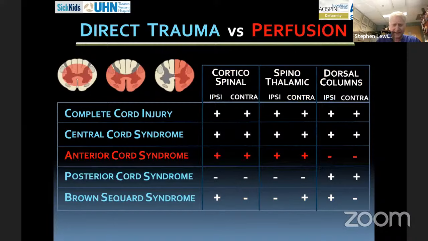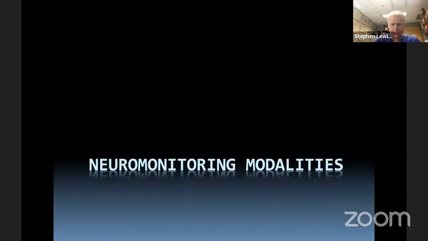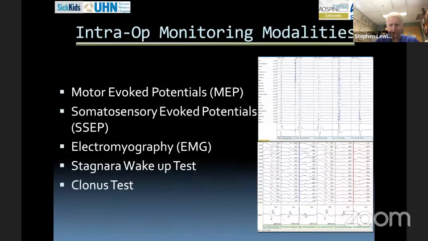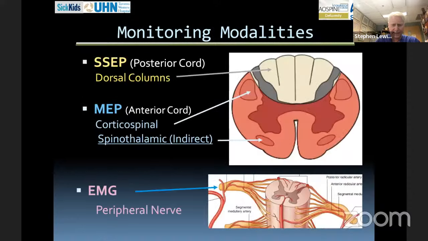So if you break them down into perfusion versus traumatic, the anterior cord is the only perfusion-based injury. The other ones are actually traumatic injuries to the cord. So a different mechanism of injury, and perhaps a different way of monitoring and looking at it. So then we go back and say, okay, during surgery, what can we test? Well, we can do our MEPs, motor evoked potentials, we do our SSEPs, we have EMG, we can do wake-up tests and a clonus test, which we check. And then what are we actually testing?